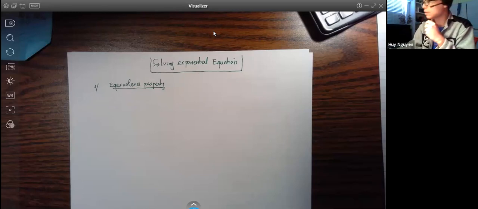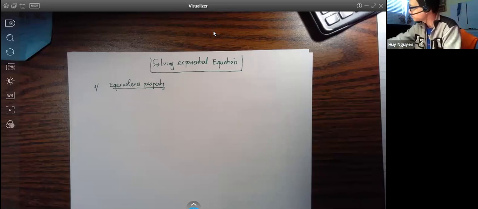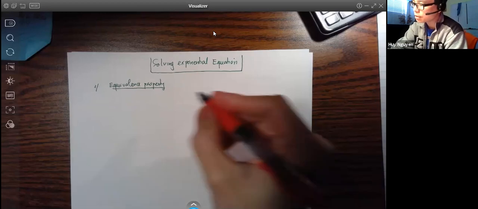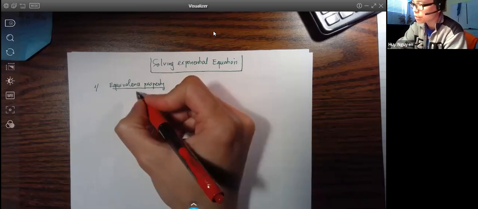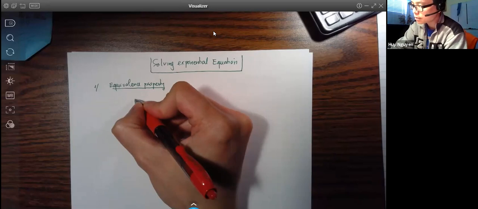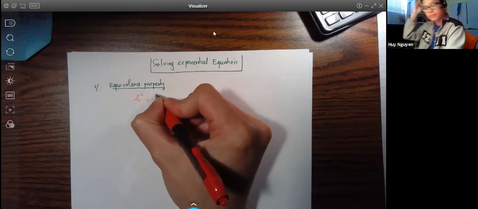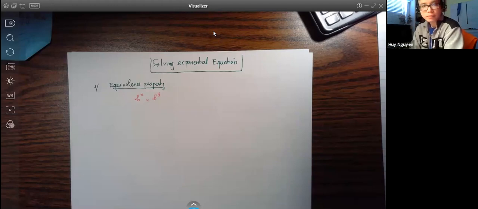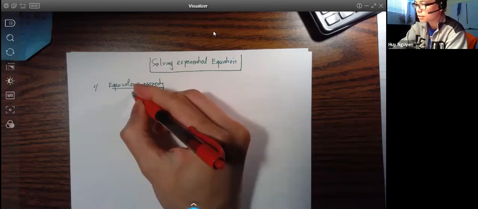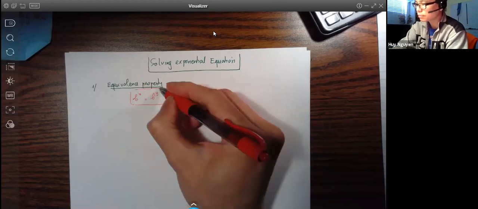What is the equivalence property? The equivalence property states that if you have two exponential expressions equal to each other and have the same base, for example, b to the x equals b to the y, you see the base is the same, then it implies x equals y. This is the equivalence property.